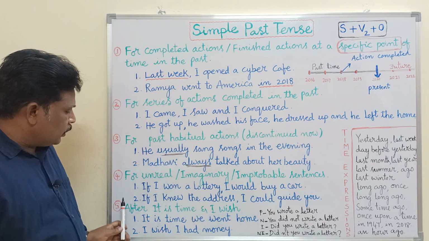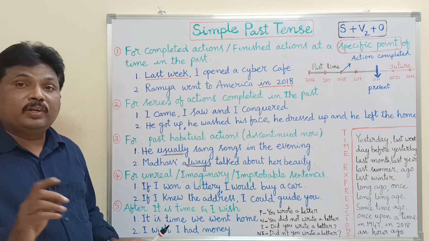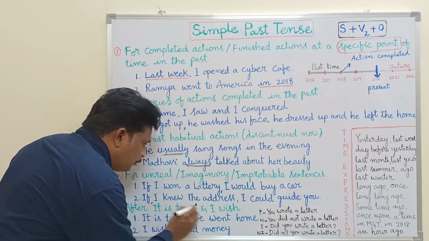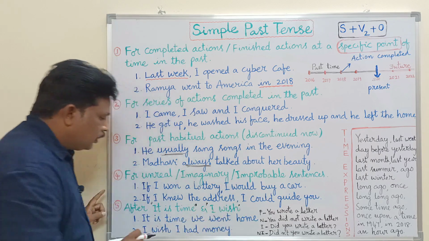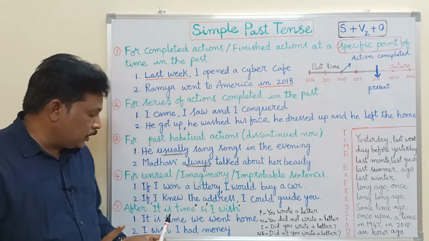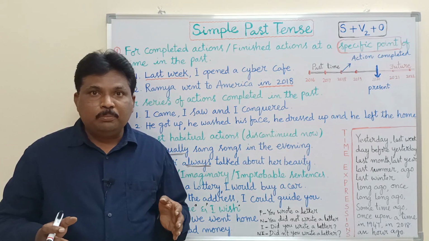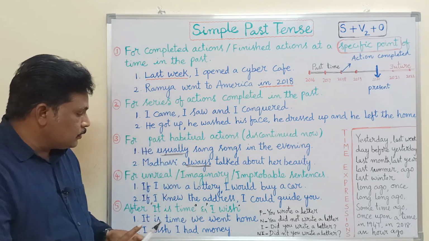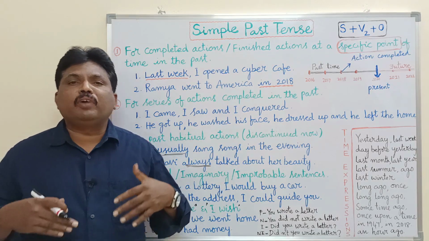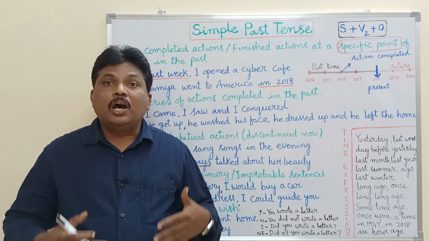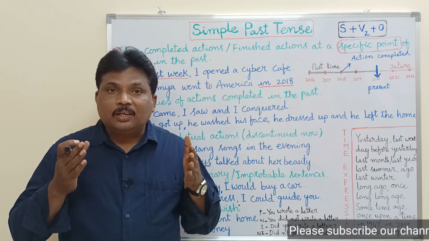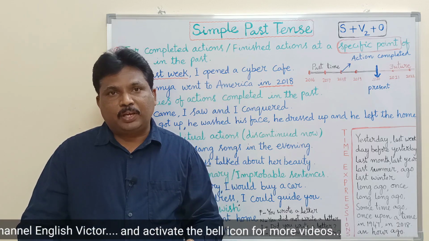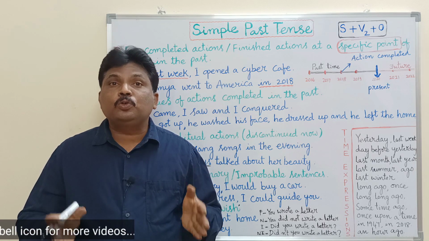Okay, next usage, simple past tense is used after some expressions like "it is time" and "I wish". Actually, we have a good number of expressions. What are they? It is time, it is quite time, it is about time, it is high time. After these expressions, simple past tense is used. When simple past tense is used after these expressions, it is understood that it is a scheduled action. At a specific point of time, the action is supposed to happen.